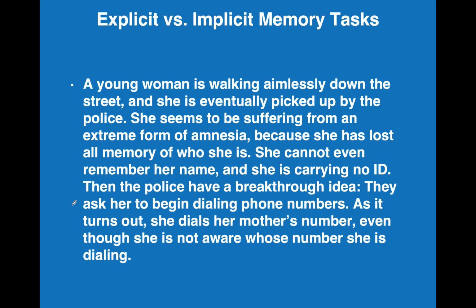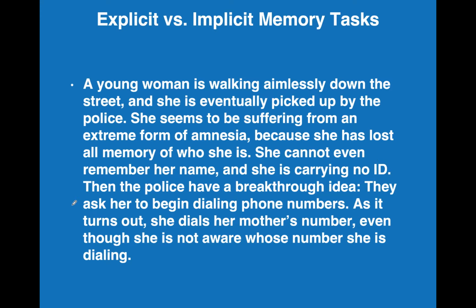Here's an example showing explicit versus implicit memory tasks. A young woman is walking aimlessly down the street, and she is eventually picked up by the police. She seems to be suffering from an extreme form of amnesia. You know amnesia: someone who cannot remember, who has lost the capacity of remembering. She has lost all memory of who she is. She cannot even remember her name, and she is carrying no identification card.